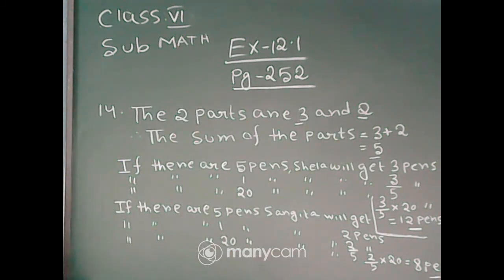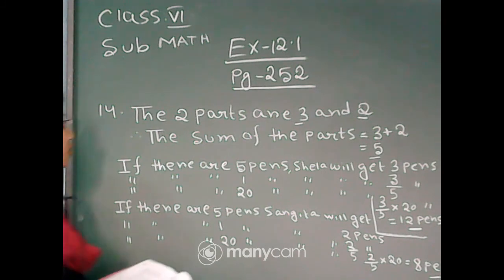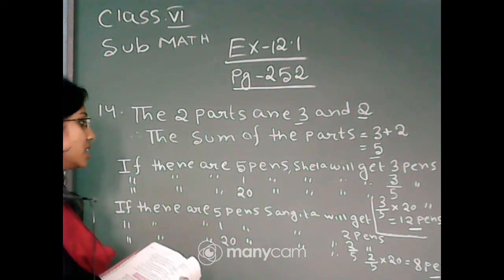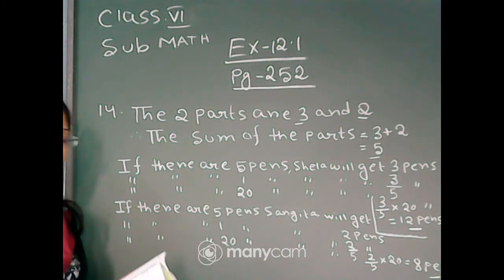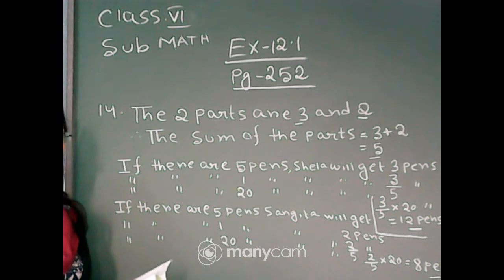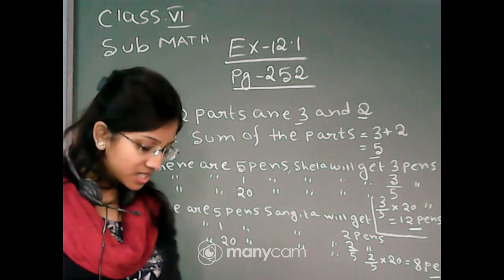Okay, therefore Sila will get 12 pence and Sangita will get 8 pence, and the total is equal to 12 plus 8, that is 20 pence. Okay. Next, question number 16.